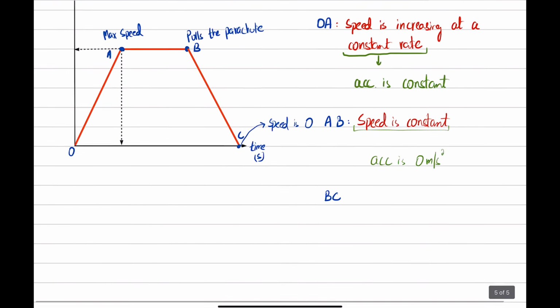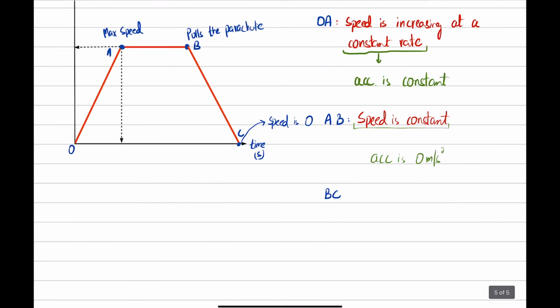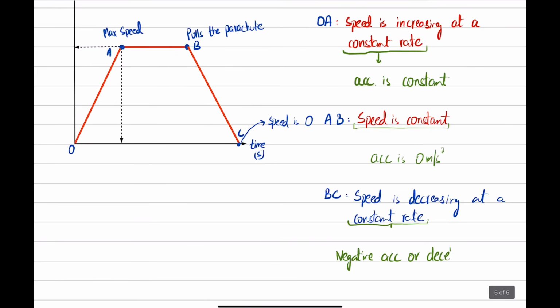All right, and now what's happening from B to C? Let's write that down. B to C, you can see that the speed is decreasing, but again, we don't just leave it there. We say speed is decreasing at a constant rate, and this constant rate is referring to deceleration. Deceleration is basically negative acceleration.